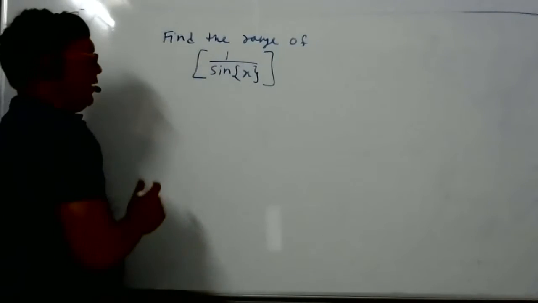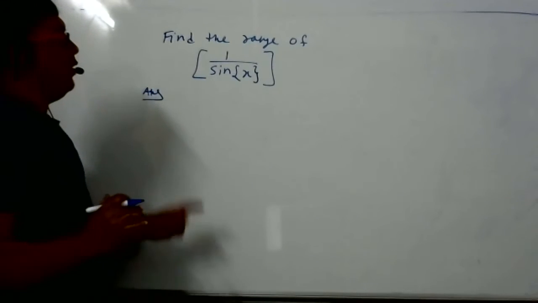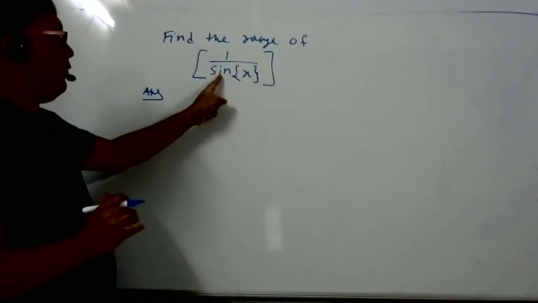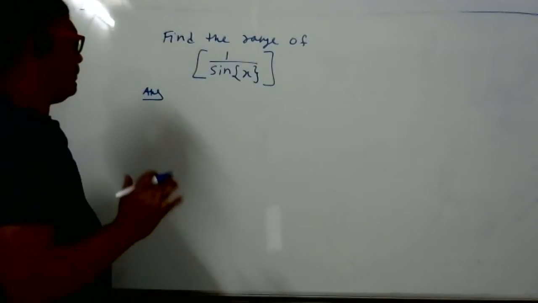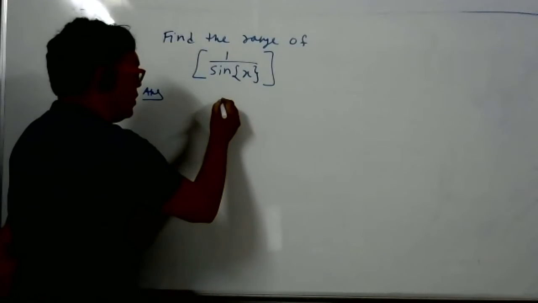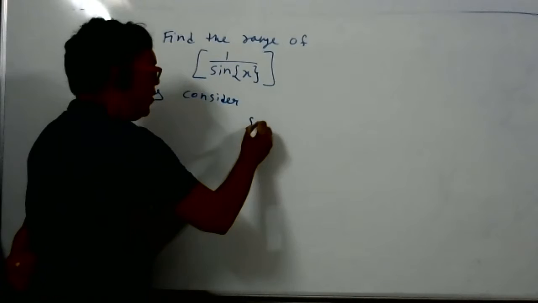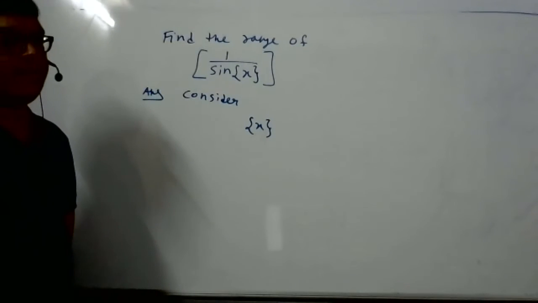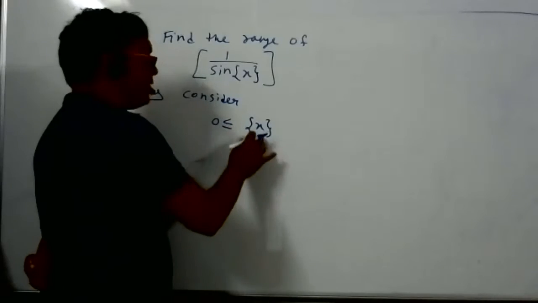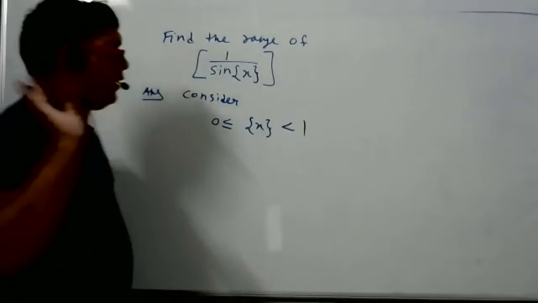Now how to find the range? As I told you, there is no fixed method to find range. People pay attention. Range of the greatest integer function of 1 by sine of the fractional part of x. Now see here. Consider the fractional part of x. What is the range of the fractional part of x? Yes, sir, the range is [0, 1): the fractional part of x is equal to 0 or more than 0 and less than 1. Anybody has doubt?